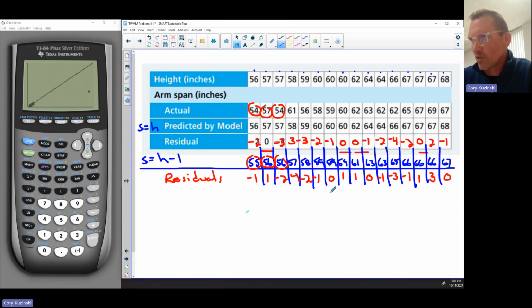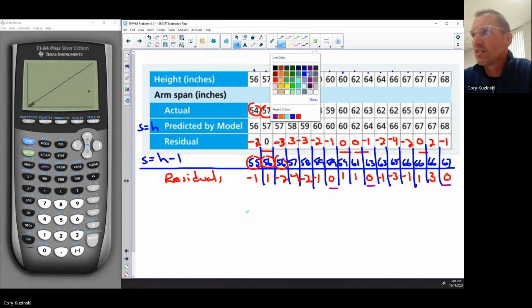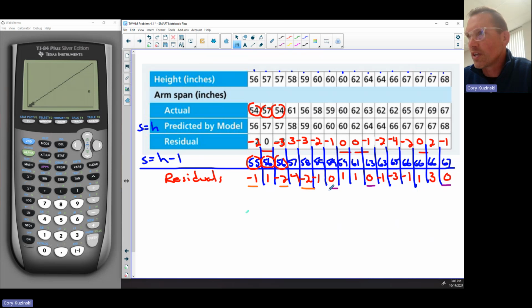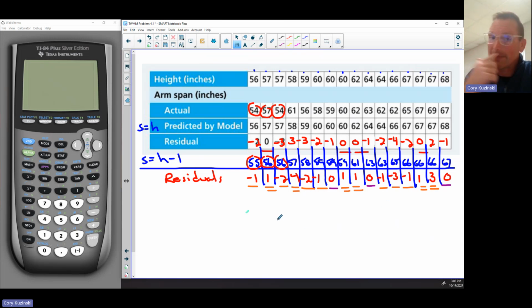So now, how many zeros do we have? 1, 2, 3. Okay, we only got 3 people that fit that model perfectly. How many negatives do we have? I'll use orange. We got 1, 2, 3, 4, 5, 6, 7 negatives. How many positives? 1, 2, 3, 4, 5, 6. 7 negatives, 6 positives. That's better.